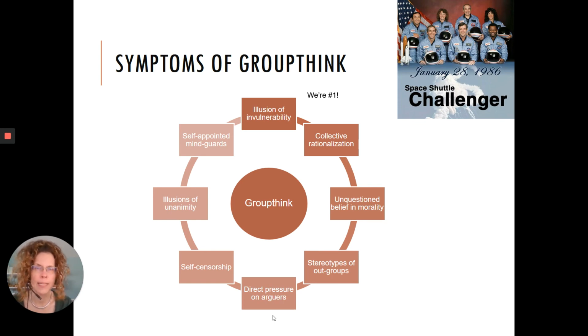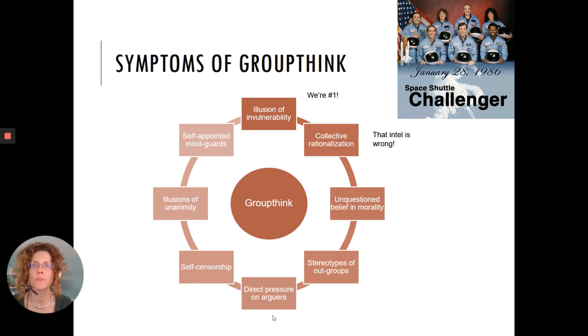The people participating from NASA really believed in this illusion of invulnerability. They saw themselves as the best and the brightest. NASA, as you may or may not know, is filled with PhDs, some of the smartest people on the planet. They assuredly are. There's no question about that. And they saw themselves as, we're number one. We're the smartest of the smart. We couldn't possibly make a mistake.